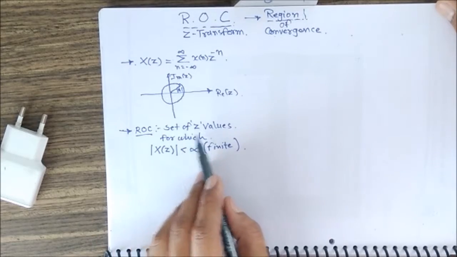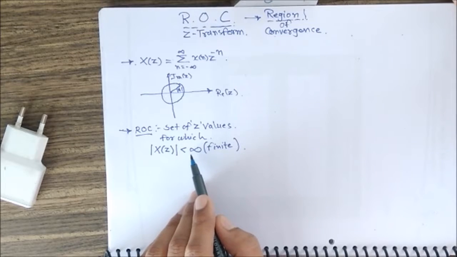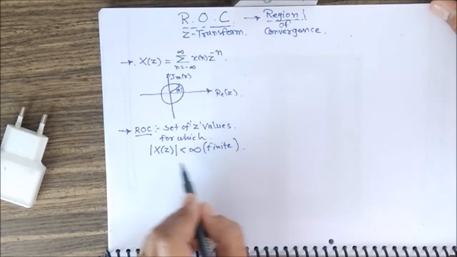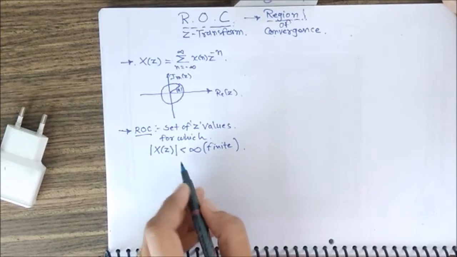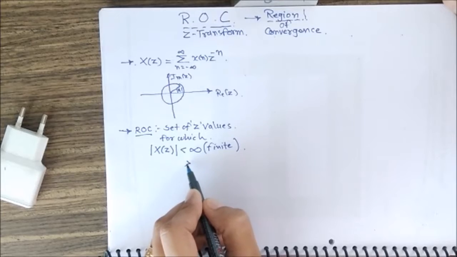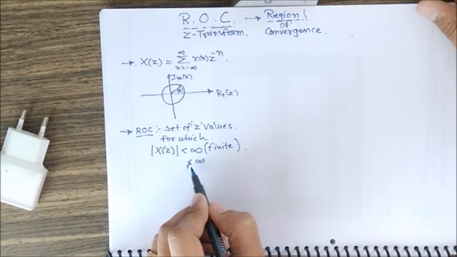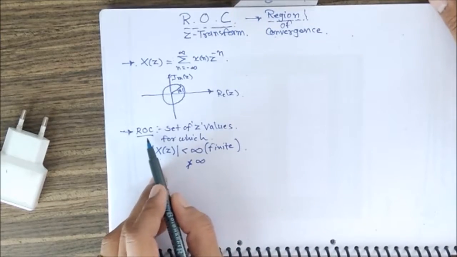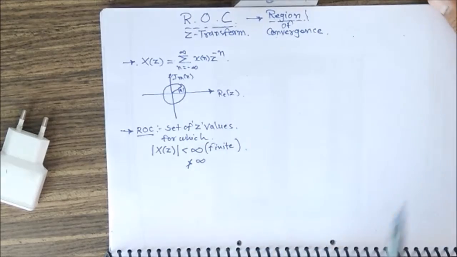So ROC is the set of Z values for which X of Z is less than infinite. It means this X of Z must stop at some finite value. It should not go to infinite, or you can say it should not be equal to infinite. So it is the condition of ROC and the definition of region of convergence.